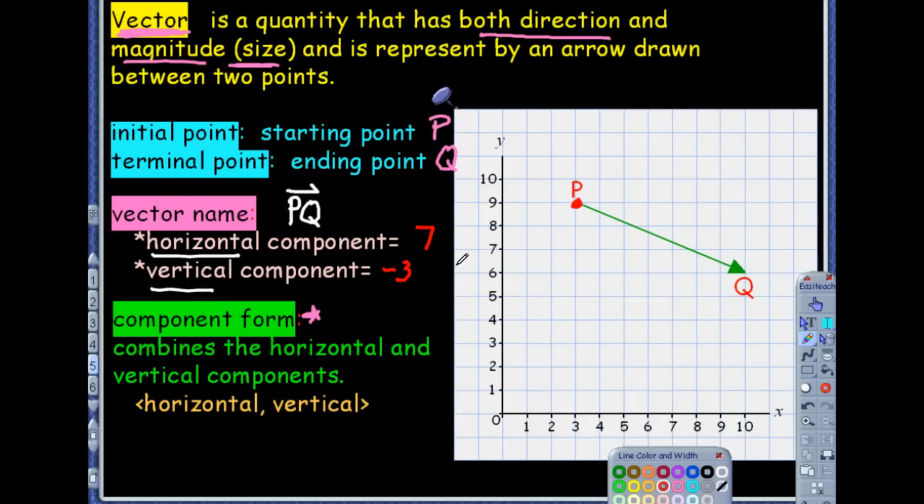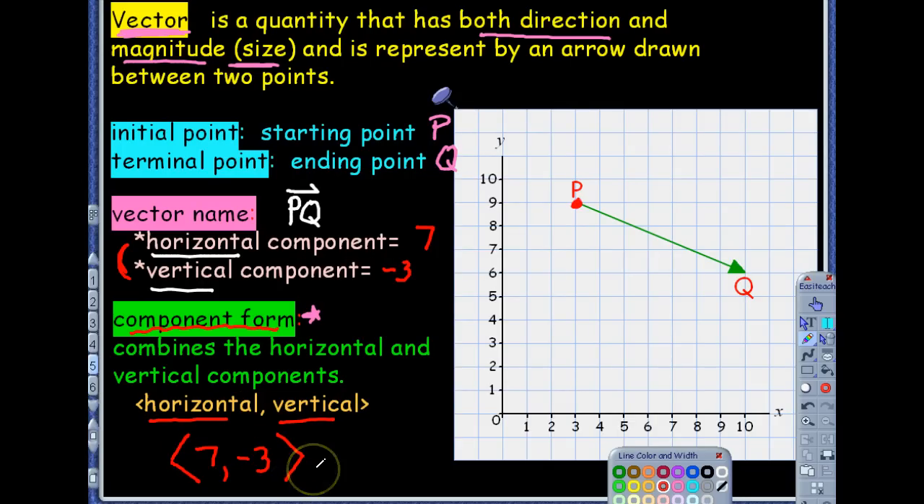Now, the way you actually write this is component form, which is what we're going to be using, as well as coordinate notation. Component form basically combines these 2 things, not meaning actually add them together. You're going to write the horizontal and then the vertical component. But notice the little notation. It's not parentheses, because parentheses would mean an ordered pair. It's these little brackets, kind of like a less than and greater than symbol. So the horizontal component was 7, and then the vertical was negative 3.